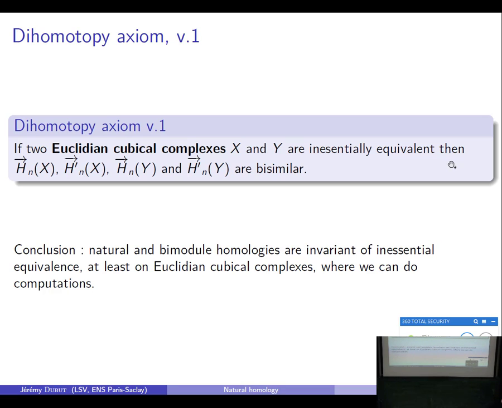So it states that if two Euclidean cubical complexes are dihomotopy equivalent in my sense, then their homologies are bisimilar, which means that, okay, maybe my homology theories are not invariant by dihomotopy equivalence in general, but it is at least for spaces on which we can do computations. So it's not that bad. And I think that's everything I have to say. So thank you for your attention.